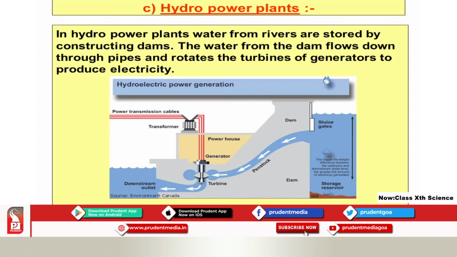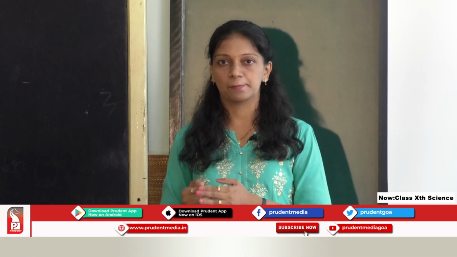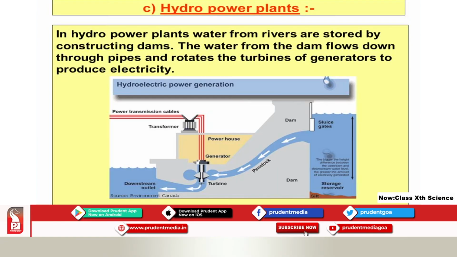Now we have to go for the next power plant, that is the hydropower plant. We have already discussed the thermal power plant. From the word we came to know thermal means heat energy is converted into electric power. Now from the word hydropower plant, again we should understand that in hydropower plants the energy from the water will be converted into electrical power. So let's see. In hydropower plants, water from the rivers is stored by constructing dams. So the main necessity of this power plant is the setup of the dam.